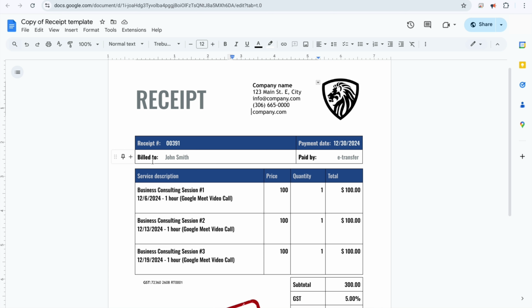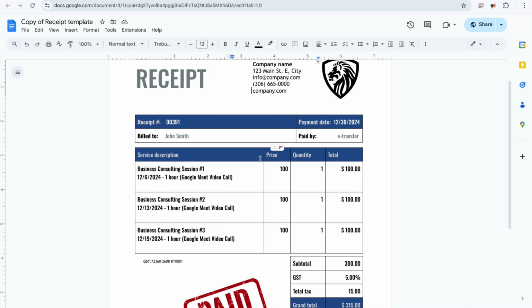Next thing, and of course this can be in a little bit different of an order, but billed to. So who was it that you billed? Who paid? Was it an individual? Was it a company? Was it a company care of an individual? You might want to put some contact information or mailing address or something like that. And then how did they pay? So was it with credit card or cash or e-transfer? Can be good to document that for, again, both sides, for your records and your client's records.